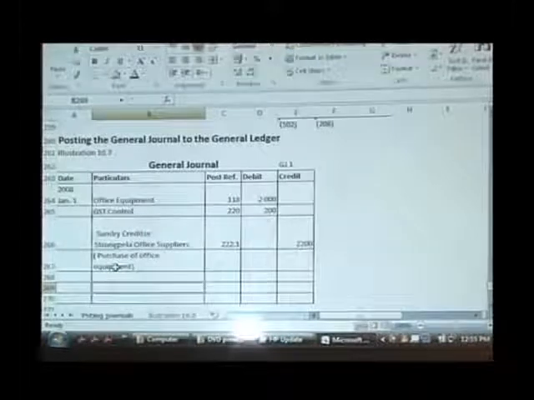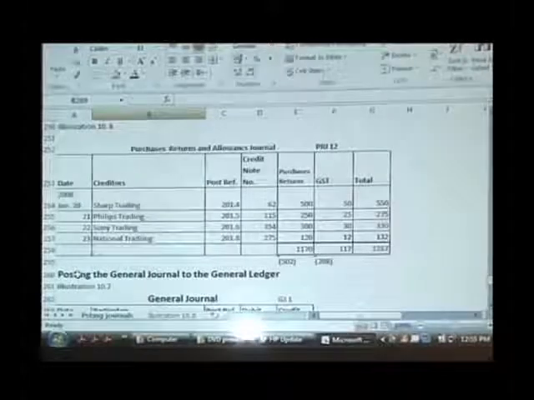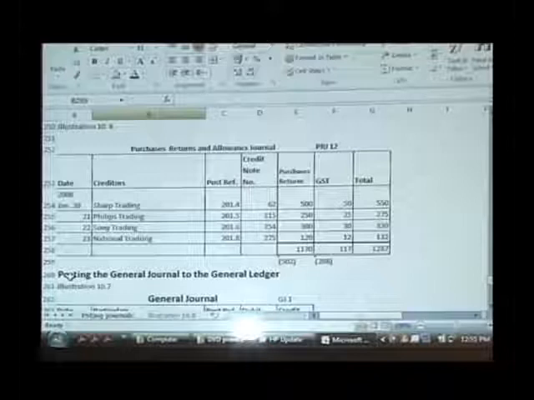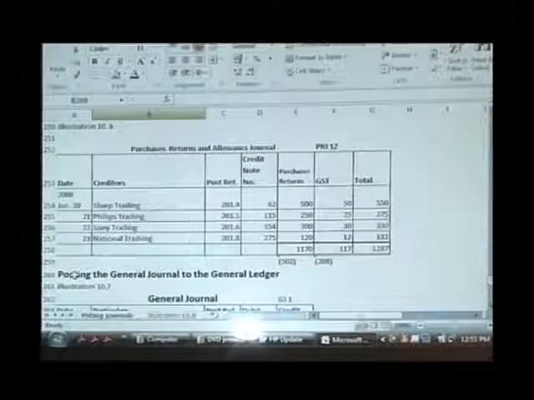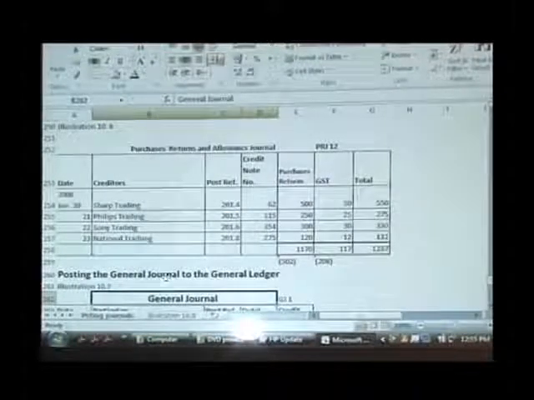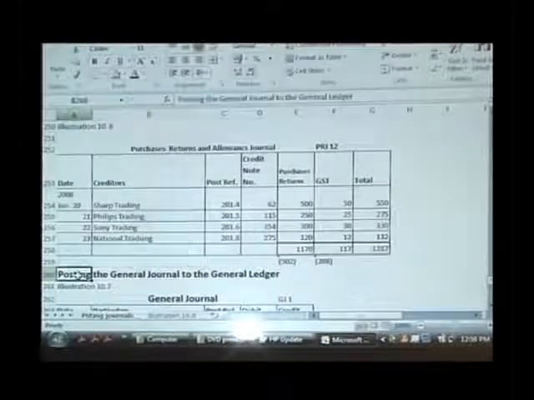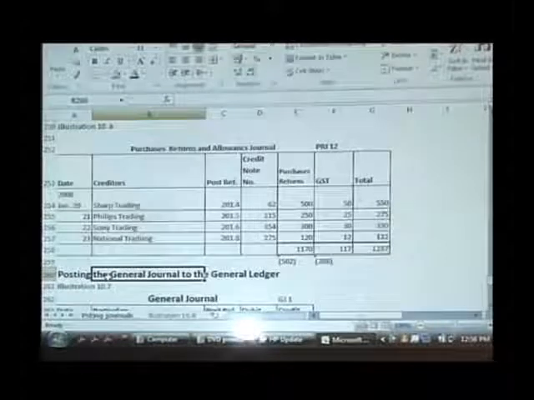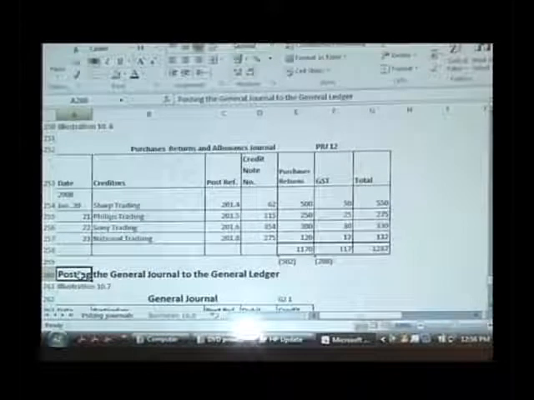So all these transactions were recorded in the ledger accounts separately. But in real business situations, this is not the case. All these transactions are posted simultaneously. So next step is to learn how to post all the journals to the ledger simultaneously.